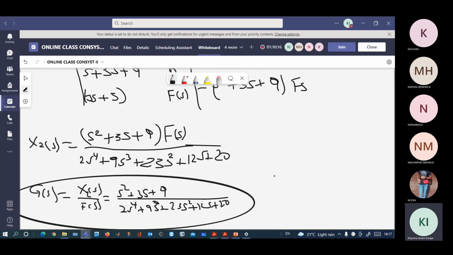Okay, is there any question? Is there any question? Yes, sir. Okay, what's the question now? Instead of f of s, why do you put delta? Delta where? The 2s^4 plus 9s^3 plus 23s^2 and so on is for delta. It's not for f of s. This one.